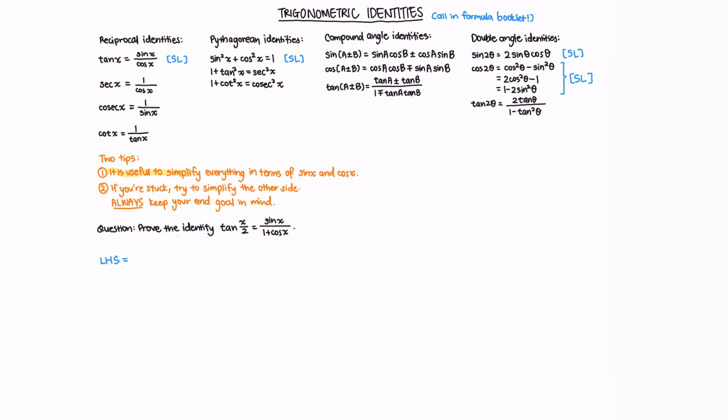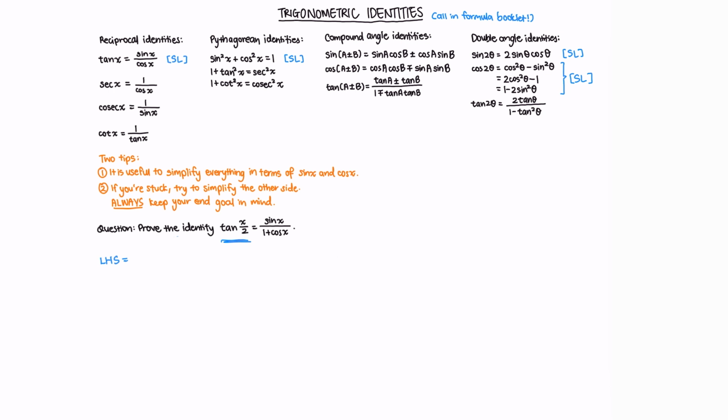It is useful to simplify everything in terms of sine and cosine. Let's use this identity. And also, if you realize something, this kind of looks like this somewhat. It's in a quotient form. It's a lot closer to our end goal. So that will probably help us.